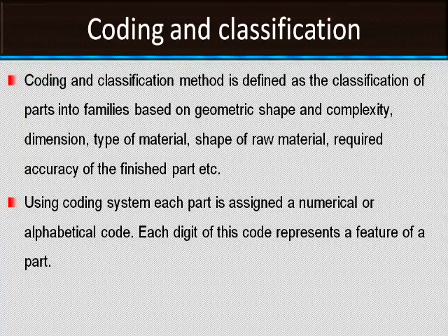The other method is coding and classification method. Coding and classification method is defined as classification of parts into families based on geometric shape and complexity, dimension, type of material, shape of raw material required, and required levels of accuracy of the finished parts, etc. Using the coding system, each part is assigned a numerical or alphanumerical code. Based upon the code, we can group the parts. Each digit of the code represents a feature of the component. It's a very versatile method, very widely used method in group technology.